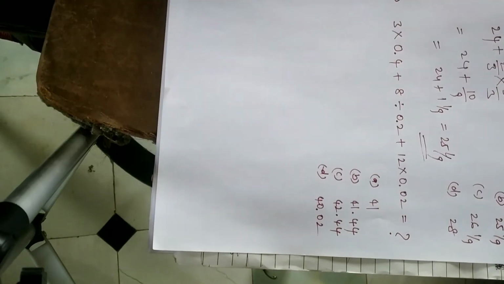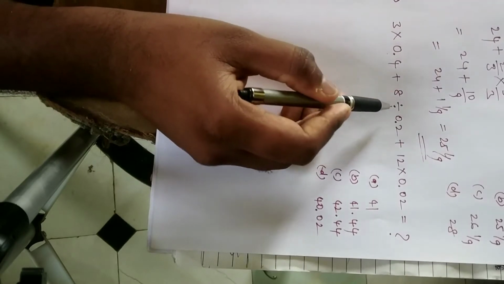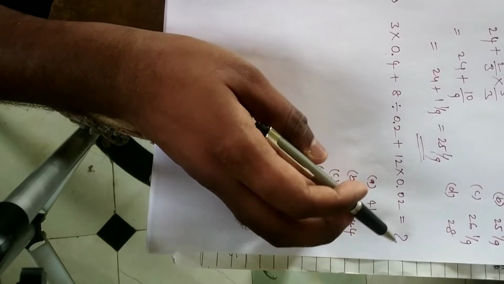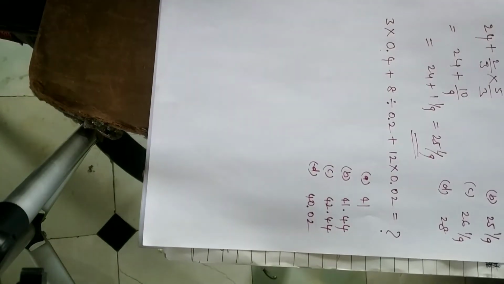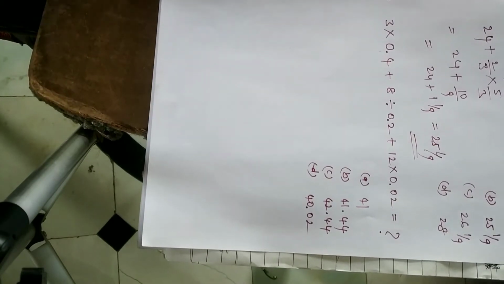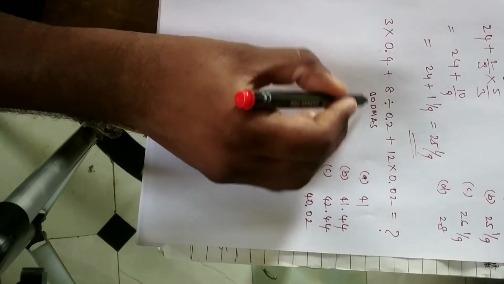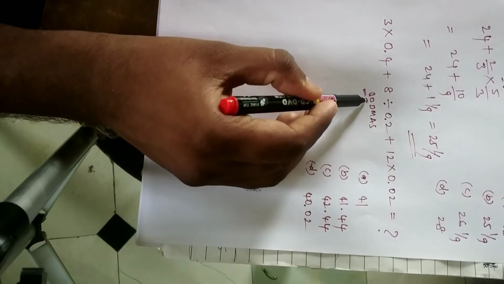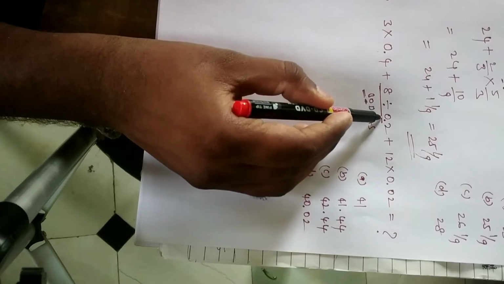Next question. 3 into 0.4 plus 8 divided by 0.2 plus 12 into 0.02 is equal to how much? Option A, option B, option C, option D. Now, let us start. First preference should be given to brackets. According to BODMAS, no brackets in the question. Next, off. We don't have off. Next we have division, right? So first preference should be given to the division.